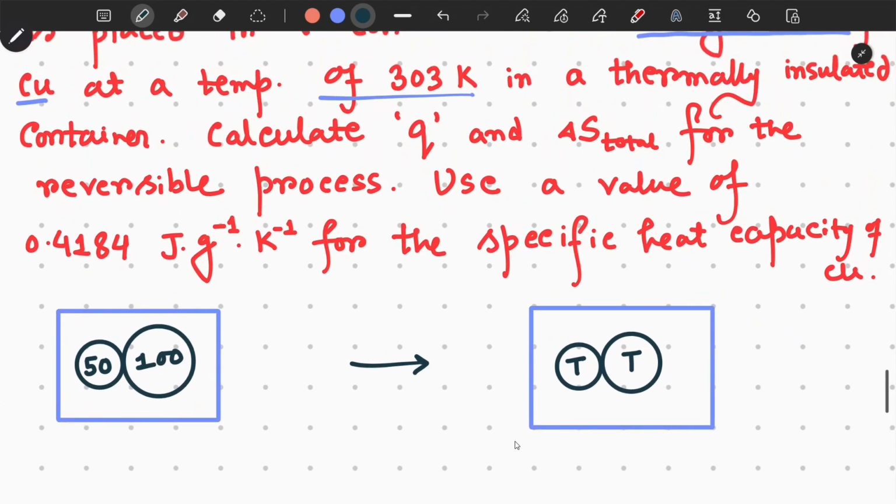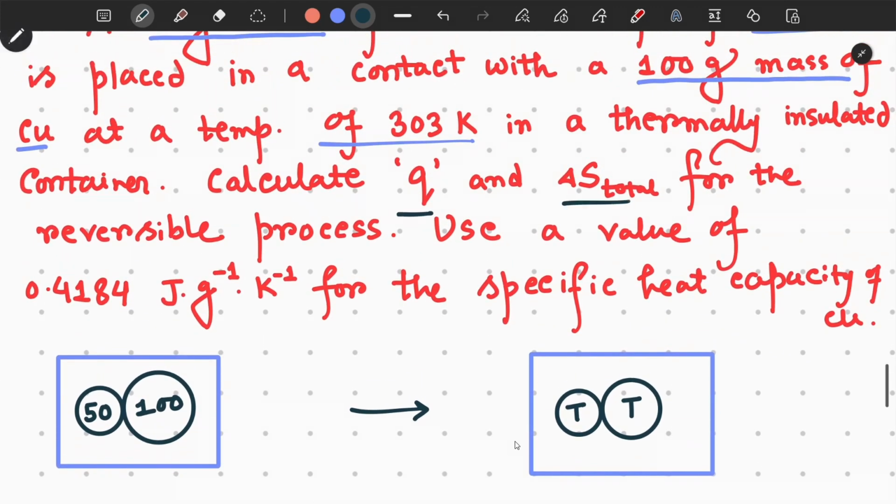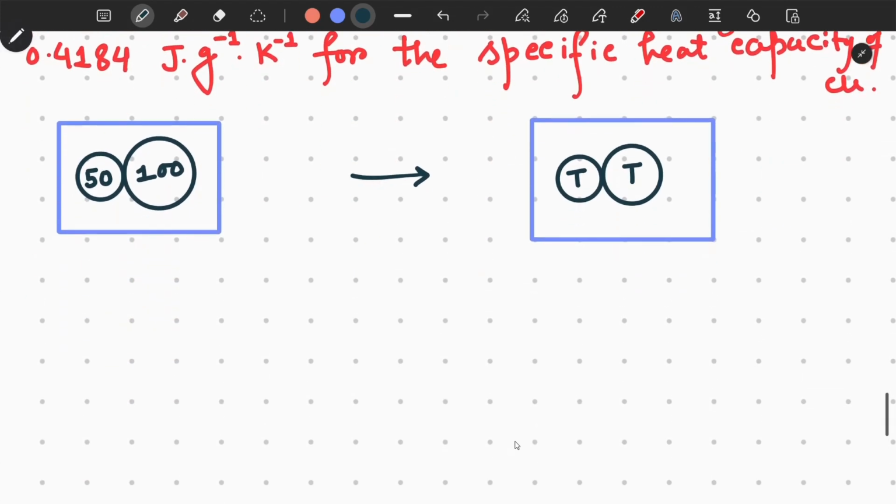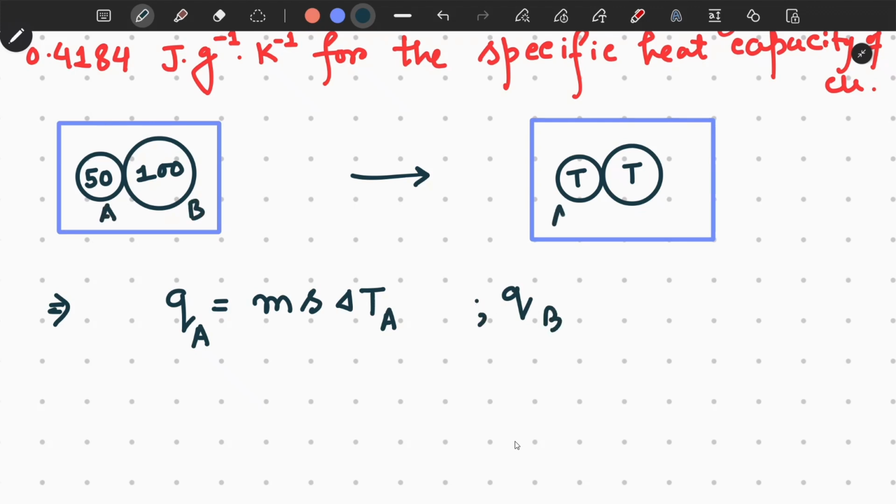Then we have to calculate Q and delta S total. What will be Q? The formula of Q is m s delta T, where s is the specific heat. Let's say this is A, this is B.